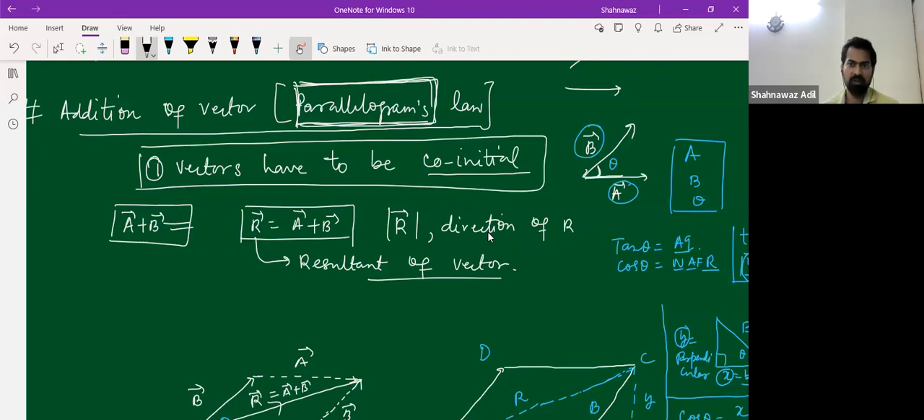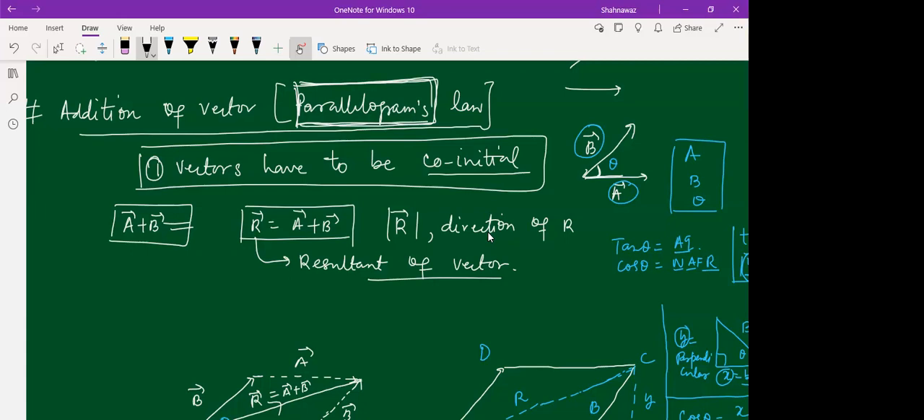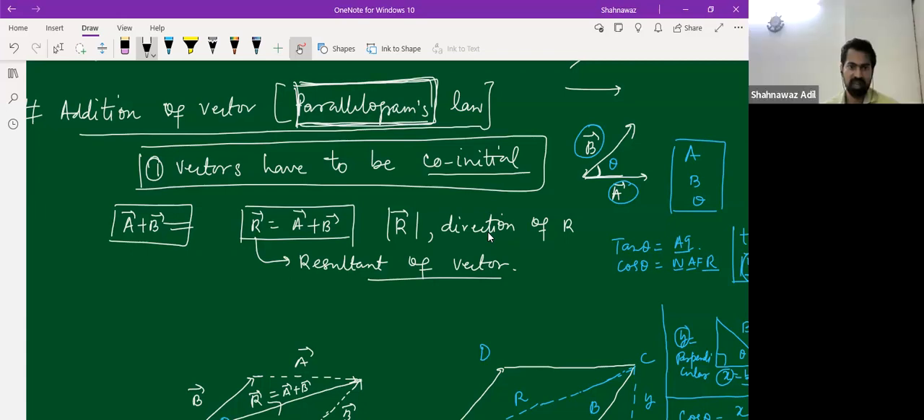So any doubt, guys? The idea is that we have to just apply the Pythagorean theorem. To apply the Pythagoras theorem, we have to find out the missing values. We have to make the right angle triangle, so we have to do the extra construction and then find out the missing terms.